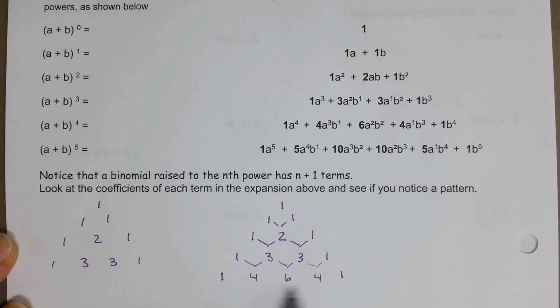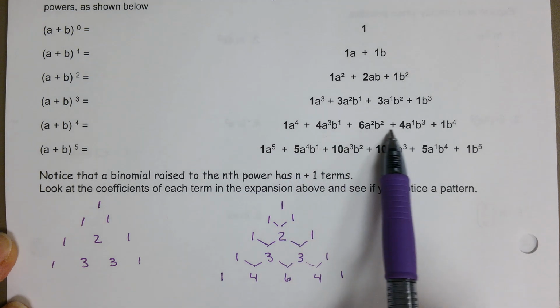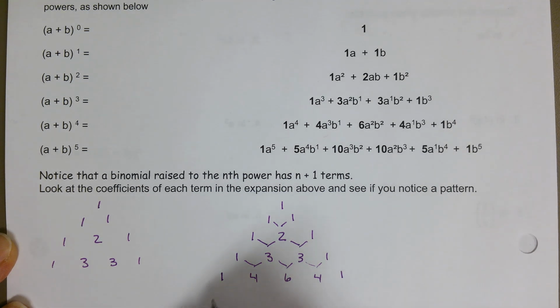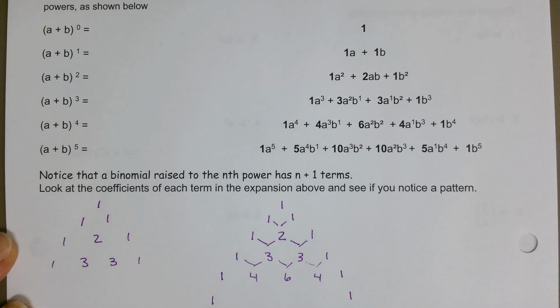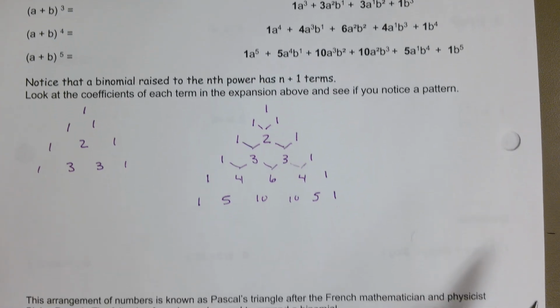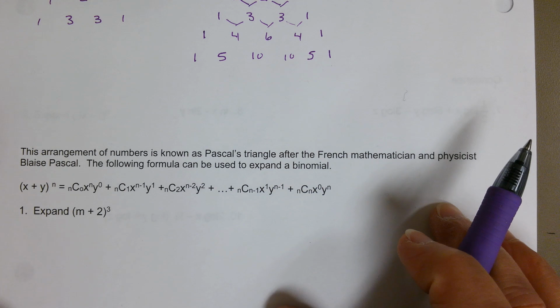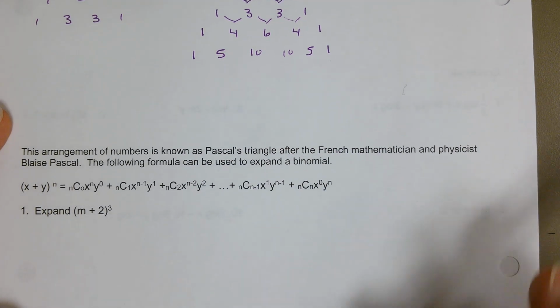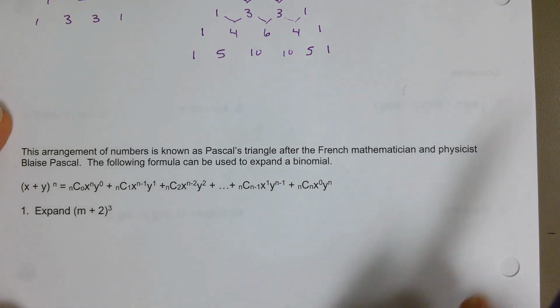See how this matches this row here. And bring those ones down to the outside. 1 plus 4 is 5, 4 plus 6, 10, 6 plus 4, 10, 4 plus 1, 5. Now we're going to use these as the coefficients when we expand a binomial. So the arrangement is known as Pascal's triangle. There is a formula. We are not going to even look at that formula.